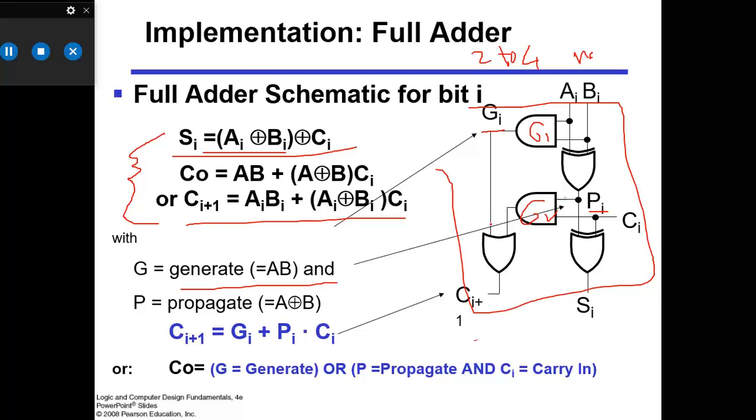This intermediate carry is basically the generated carry, and these are the propagated carries, and the equation for carry is this: Ci plus 1 is equal to Gi plus Pi into Ci. So G is the generated carry, and P is the propagated carry. This information is going to be used in another advanced adder, the CLA, for simplification. So we'll discuss that later on as well.